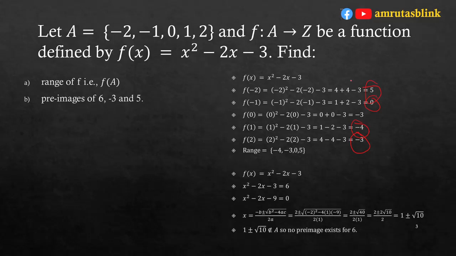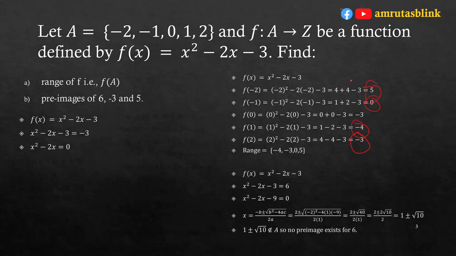But it is given that A is equal to minus 2, minus 1, 0, 1 and 2. And we have got the value x is equal to 1 plus or minus under root 10, which does not belong to A. Hence for f of x equal to 6, this function cannot have any pre-image. We'll find out for minus 3 now. Again, the same procedure we will repeat for minus 3. f of x is equal to x square minus 2x minus 3, that is x square minus 2x minus 3 is equal to minus 3.